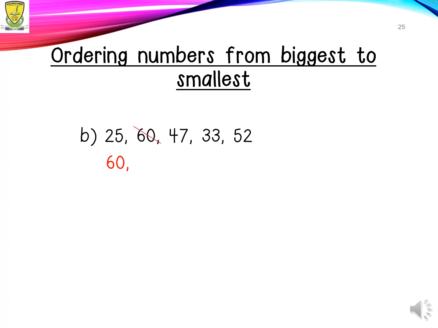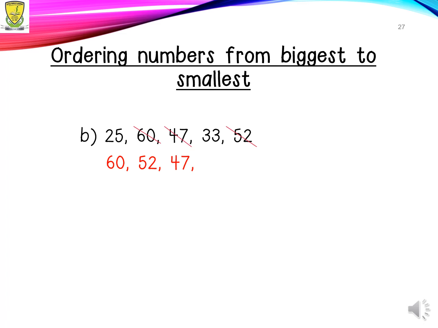So my biggest number here is 60. I have scratched out 60 and I wrote it at the bottom. The number that will come next is 52. So I have scratched out 52 from my set and I wrote it at the bottom. So now, children, the numbers that are left are 25, 47, and 33.